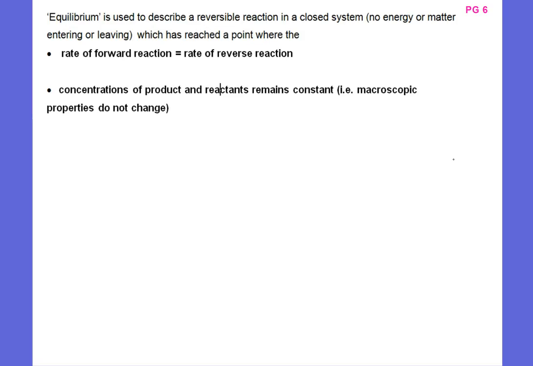So what does equilibrium actually mean? Well, equilibrium is used to describe a reversible reaction in a closed system, which means no energy or matter is entering or leaving, which has reached a point where the rate of forward reaction equals the rate of reverse reaction. And that means, because the rate of forward reaction is equal to the rate of reverse reaction, the concentrations of products and reactants remain constant at that time. So you don't see any macroscopic change in the properties.